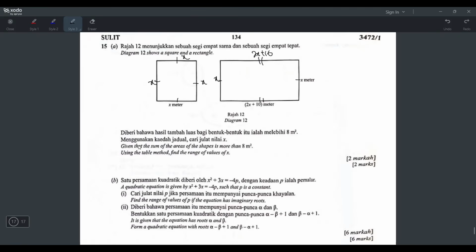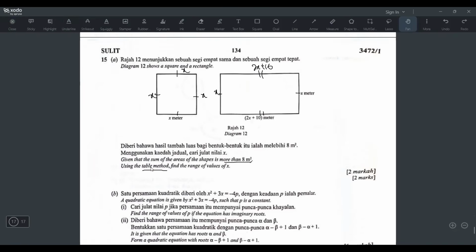So that's good. And then given that the sum of the areas of the shapes is more than 8 meters square. Using table method, find the range of values of x. Okay, just from this word, table method, I know already which chapter. It's definitely from Form 4 chapter 2, because there's only one table method you learn throughout the whole of Form 1 until Form 5, and it is for quadratic inequalities. That's why it's from Form 4 chapter 2, the quadratic chapter. So later, confirm you will end up with a quadratic inequality.